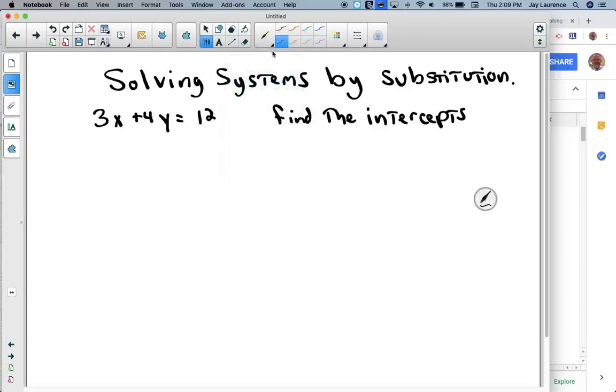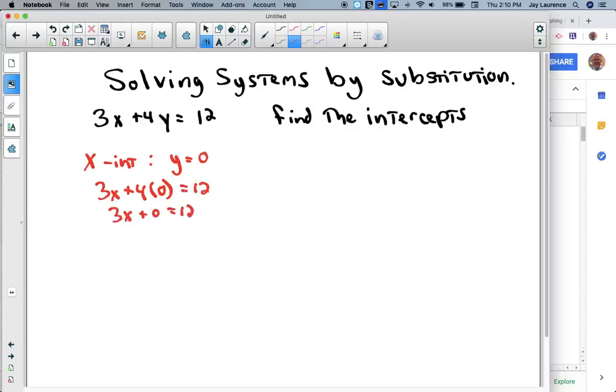Okay, but before we get to that, you've already been substituting. You already know how to do it. When we've had standard form equations and we try to find the intercepts, don't we find the x-intercept by letting y equal 0? And so we write 3x plus 4 times 0 equals 12. And so 3x plus 0 would equal 12, and then 3x would equal 12. And then divide by 3, and we would get x equals 4.